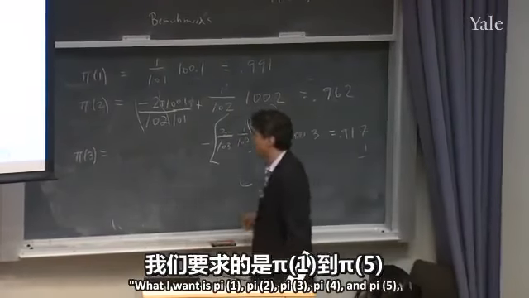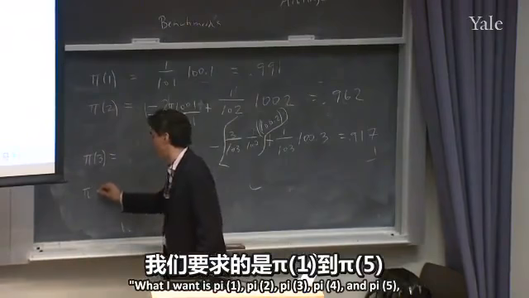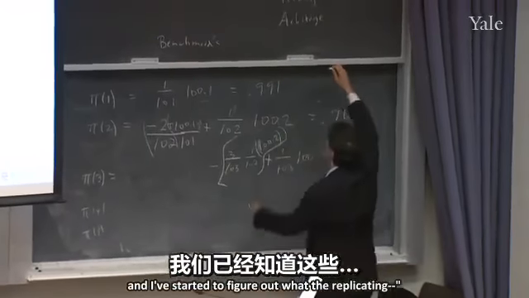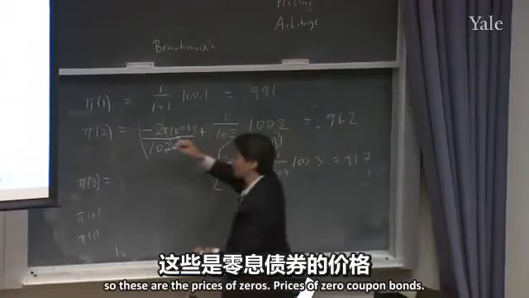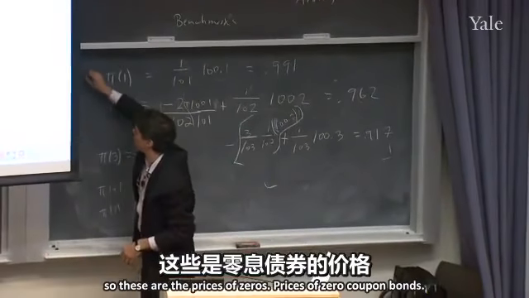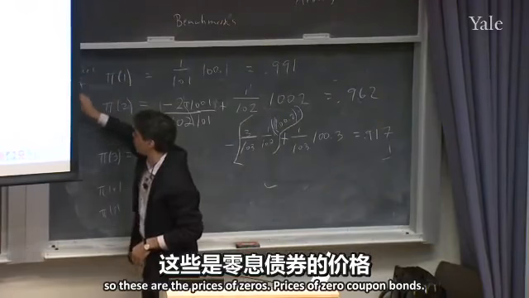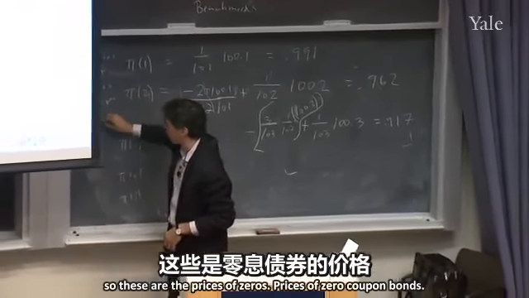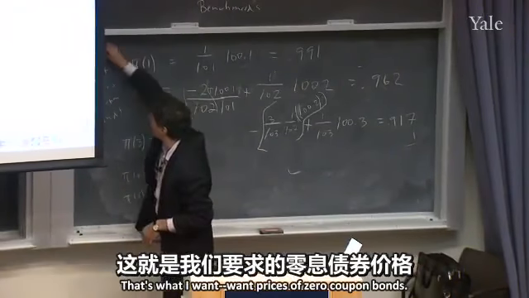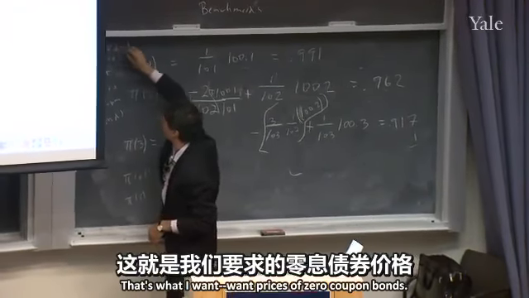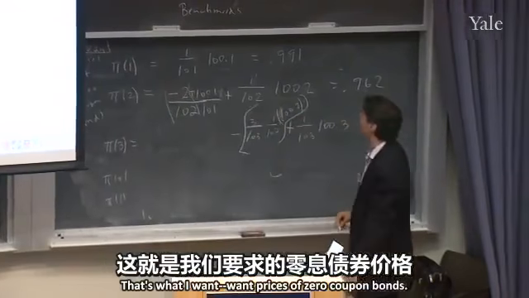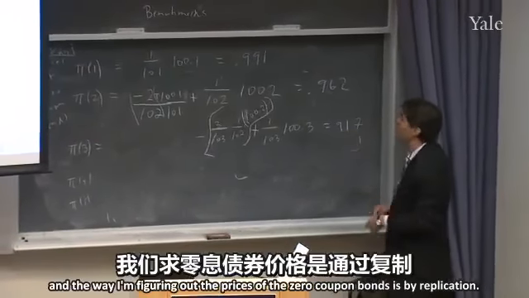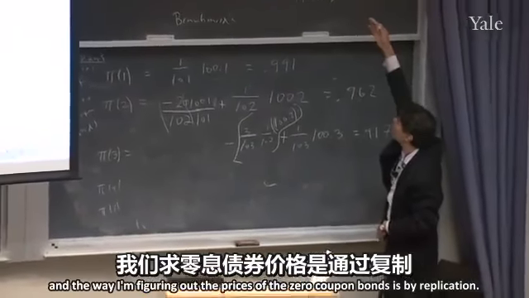what I want is pi 1, pi 2, pi 3, pi 4, and pi 5. These are the prices of zero coupon bonds. That's what I want. I have the prices of the treasuries. And the way I'm figuring out the prices of the zero coupon bonds is by replication.